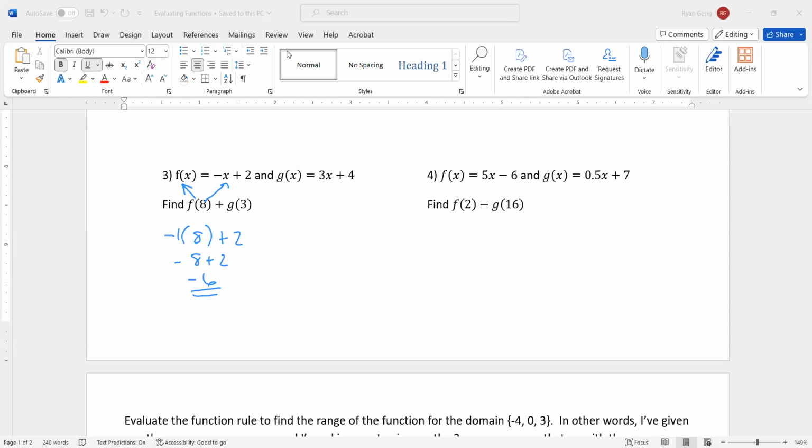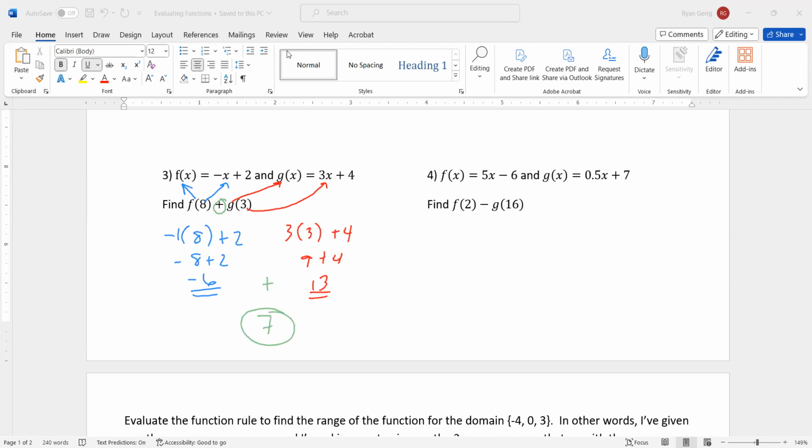So that portion, f of 8, is negative 6. Then I got to go to the g of 3. That means I'm going to go to this function, and I'm going to put 3 in for x. So I'm going to have 3 times 3 plus 4. So that's 9 plus 4, that's 13. And then what I do with those is I add those two values together. So negative 6 plus 13 gives me 7 at the end.